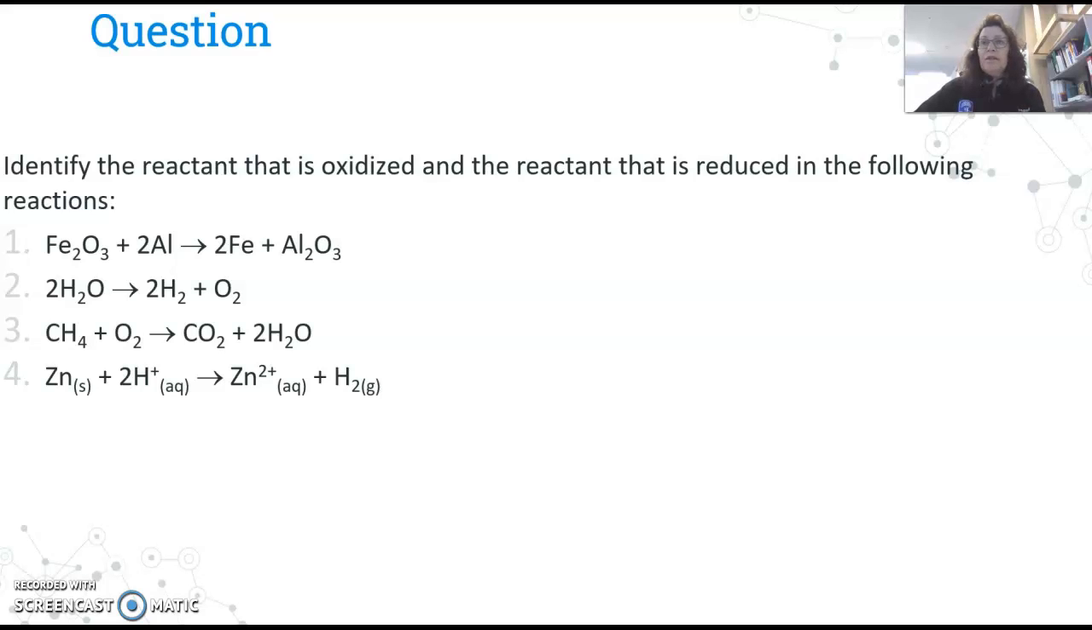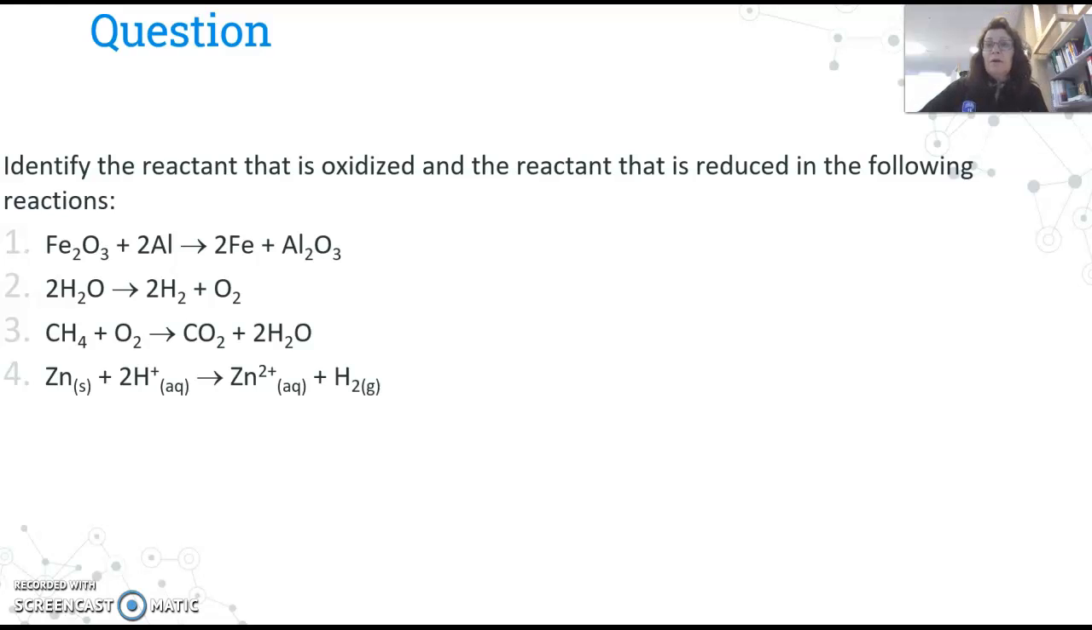Some questions to go on with. I'll go through the first one with you, and then I'll stop this video and you can do the last few yourselves. So, identify the reactant that is oxidized and the reactant that is reduced in the following reaction. I've got iron oxide and aluminium forms iron and aluminium oxide. So, to gain the oxygen, that means the aluminium is oxidized, and the one that loses the oxygen is the iron.